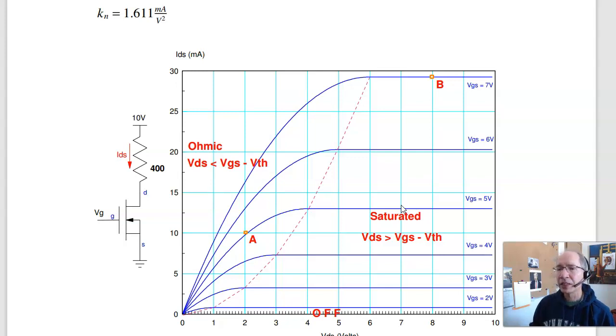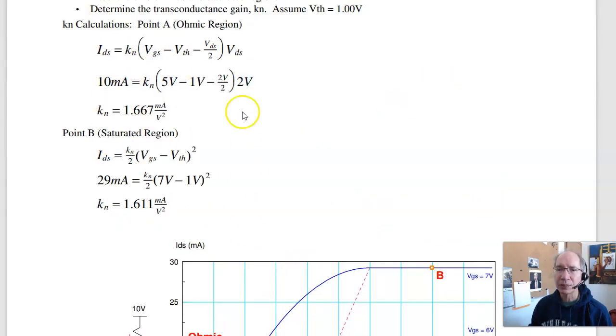To calculate the transconductance gain, pick a point in the ohmic region or saturated region. If I pick a point A that's in the ohmic region, here's the equation for the current in the ohmic region. I know the current from the graph. I know VGS, I know V threshold is 1 volt. I know VDS. Calculate K sub n, I get 1.67 milliamps per volt squared.